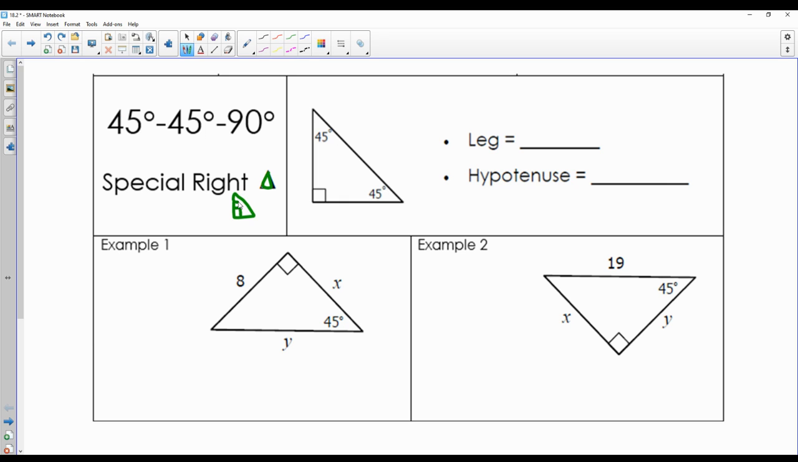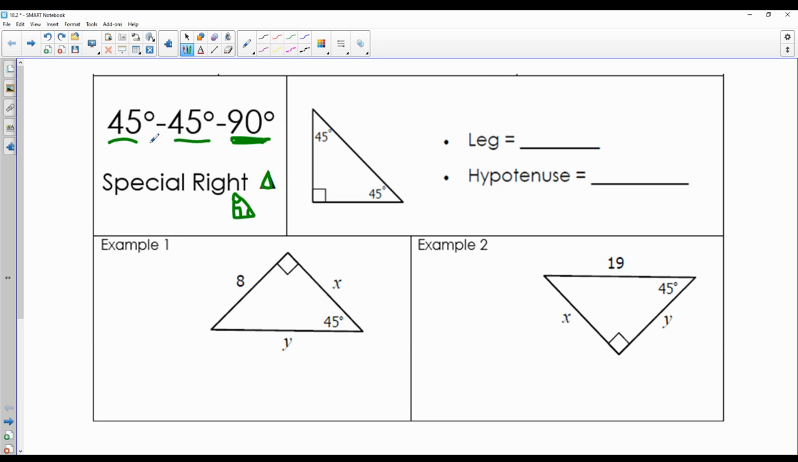Now, the first type of right triangle that we're going to be talking about today is a triangle where these two angles are the same. So we've got our right angle, and then we've got two other angles that are the exact same measure. They are both 45 degrees. So we call it a 45, 45, 90 right triangle.